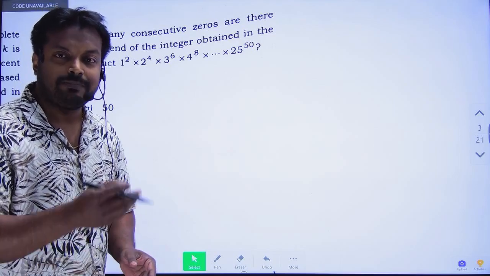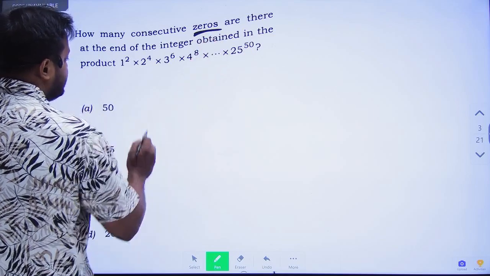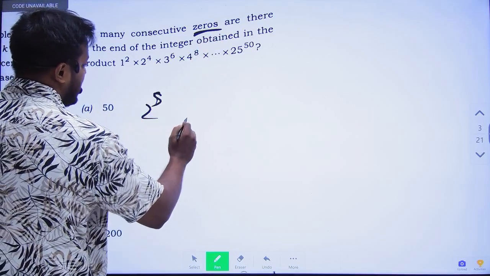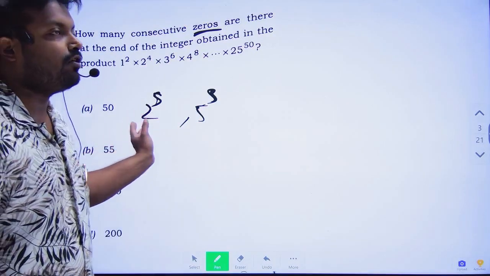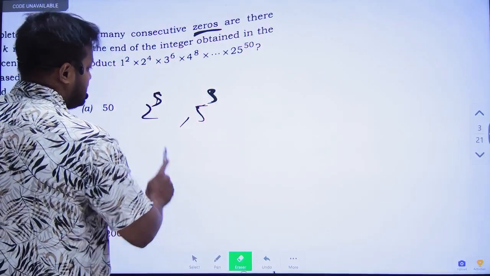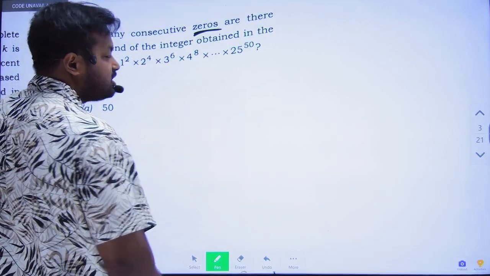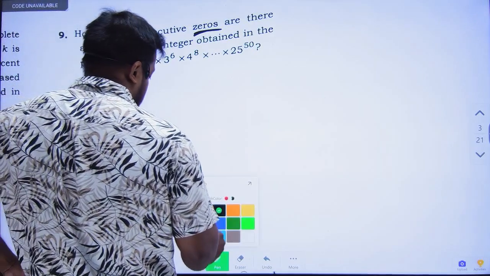So we'll focus on the powers of 5, because to make 0, we need 2's and 5's. The powers of 2 will always be more. So let's focus on powers of 5. I'll only focus on the powers of 5's, because 2 will as such be more than 5's. So let's find the powers of 5.